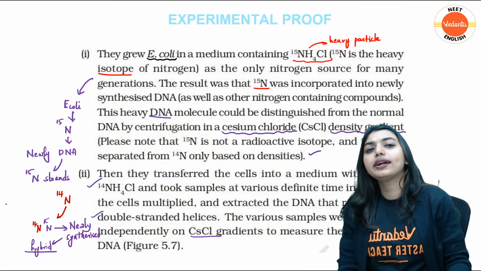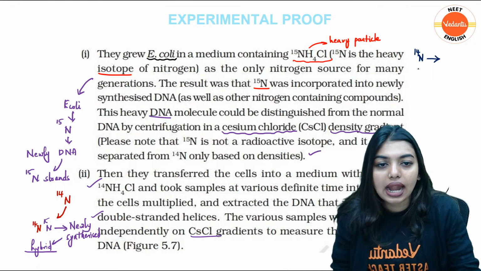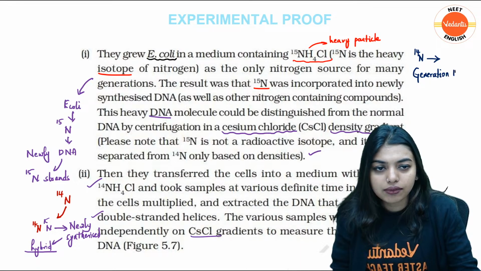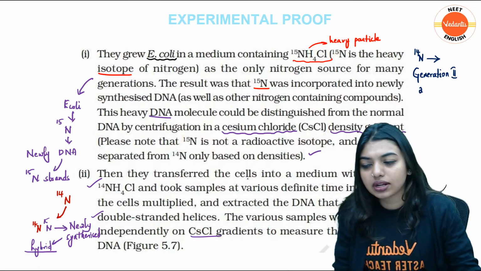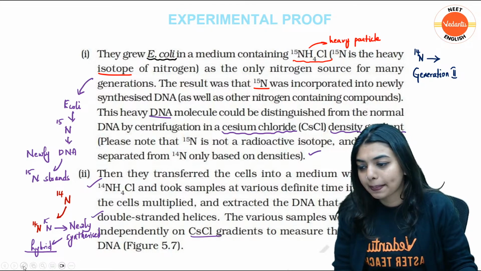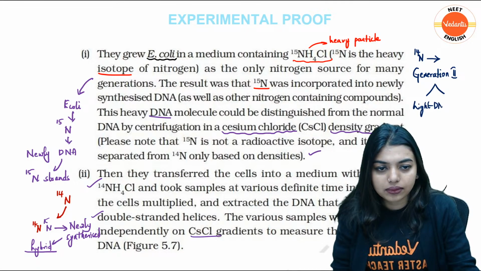After that, for a very long time, it was incorporated into the N14. So what happened at generation 2? At generation 2, we noticed that there were 25% light and 75% hybrid. We noticed that there were only two types of DNA. One is the light DNA and one is the hybrid DNA.